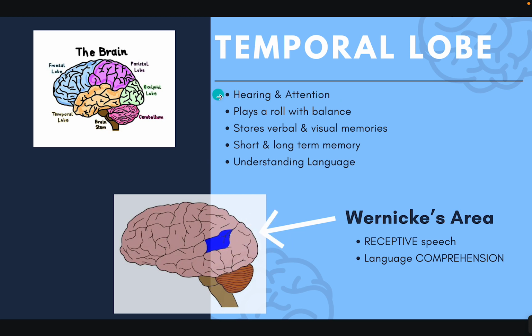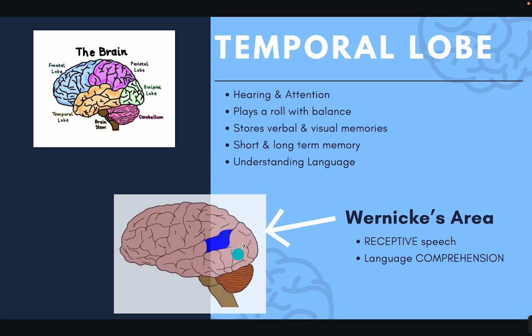So that's one thing that I've always thought about, the temporal lobe is right next to my ears, so that's the one that controls my hearing and attention. It also plays a role with balance, but not 100%. So it does not control your balance 100%, but it does play a role in it, and we'll talk about that next. It also stores verbal and visual memories, short and long-term memory, and it also has to do with understanding language. So when you're learning different languages, when you're growing up, that's your temporal lobe working.